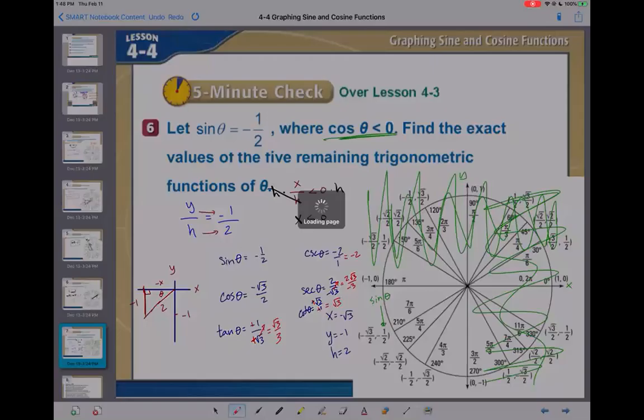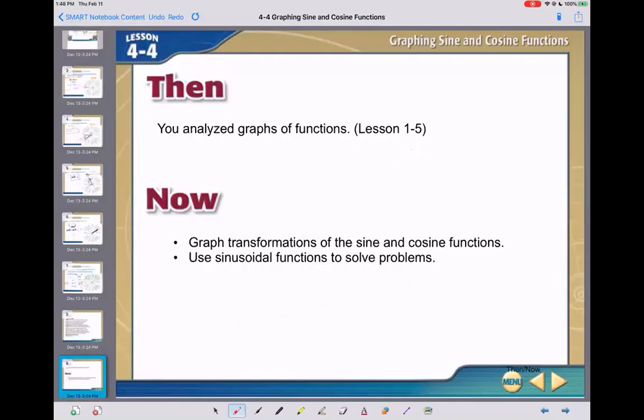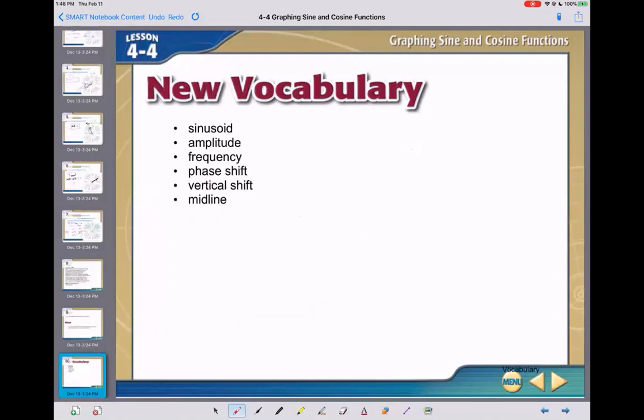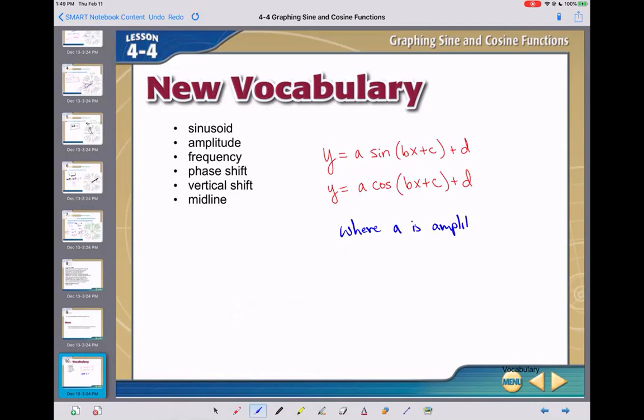All right, so here we go. Lesson 4.4, graphing. Here's the equations. I need you to write these down so you have them. Both equations, it doesn't matter if it's sine or cosine, come from this form. Okay, so write these down. And then I'm going to write down some little notes here, where A is amplitude. They have different names. And then I'm going to connect the names to what we've already known in the past.